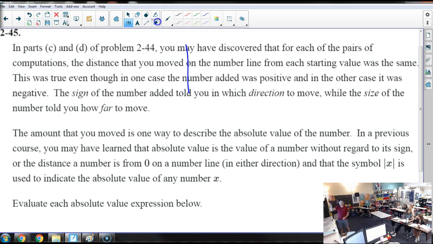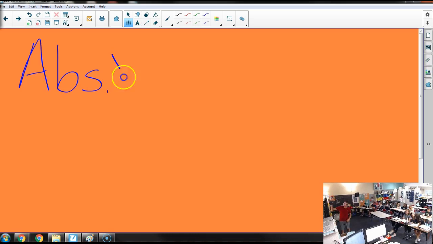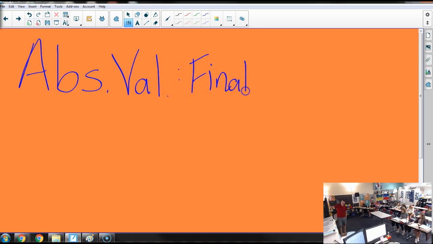We're just going to do a new screen. It gets abbreviated like this, but you have absolute value on your blue sheet. I would like you to write on your blue sheet, actually, so you can reference it on your homework. Absolute value is distance from 0.